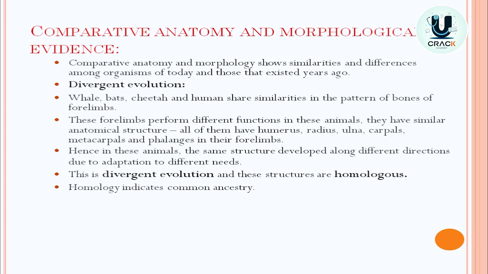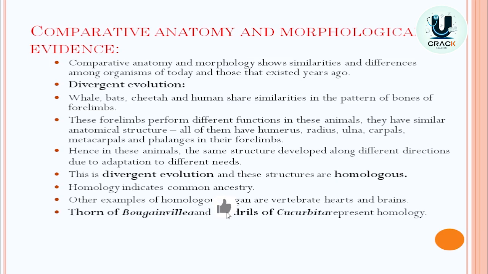Homology includes the common ancestry. Other examples are the vertebrate heart and brain. Thorn on bougainvillea and tendrils of cucurbita are present homology.